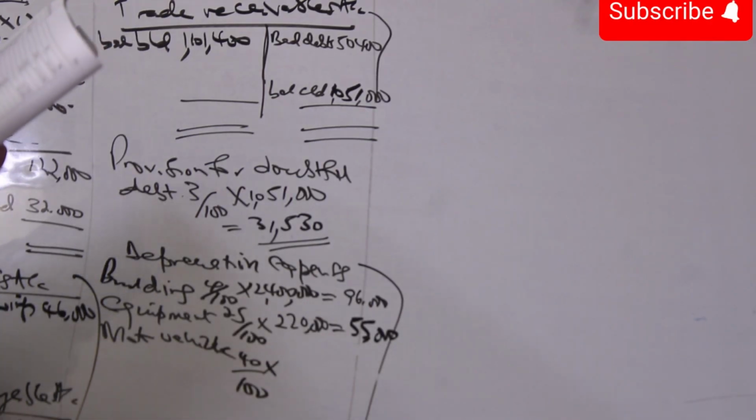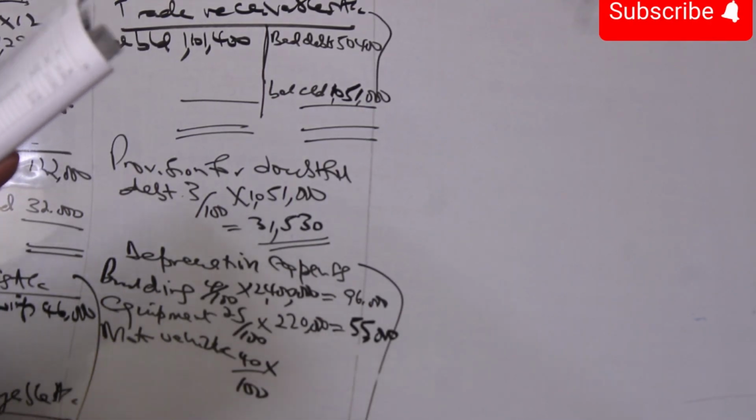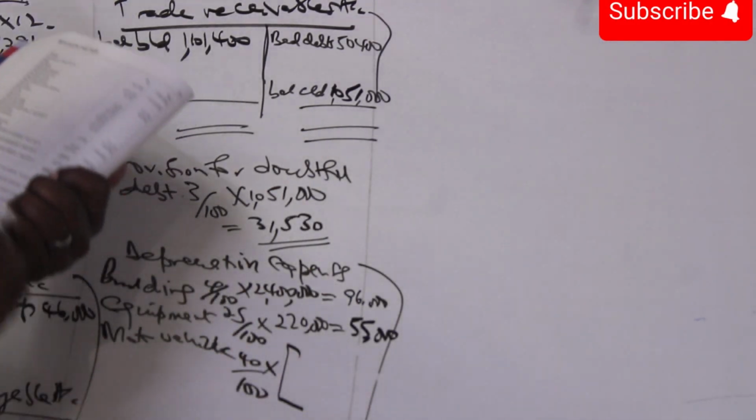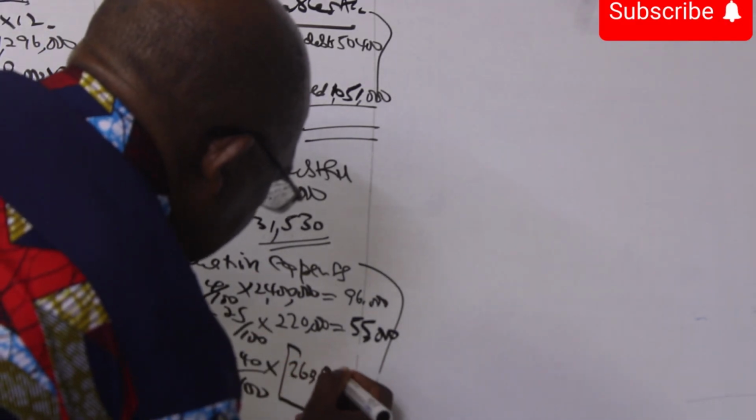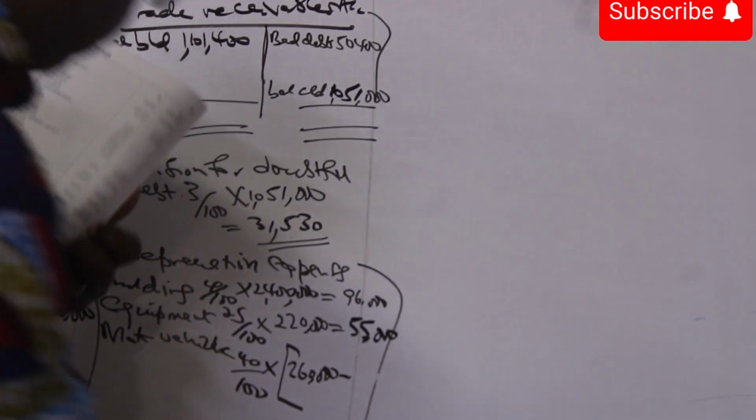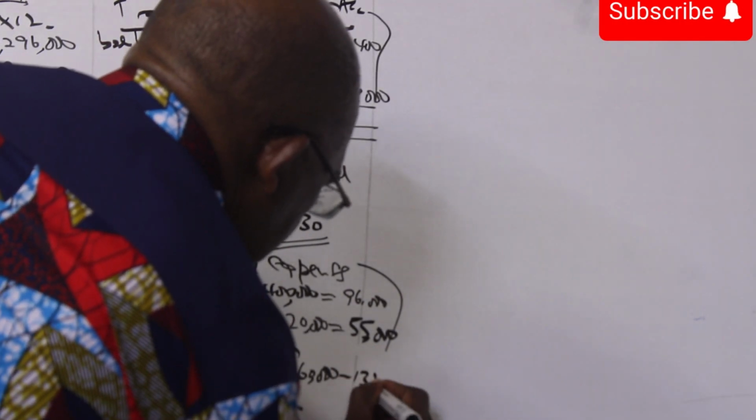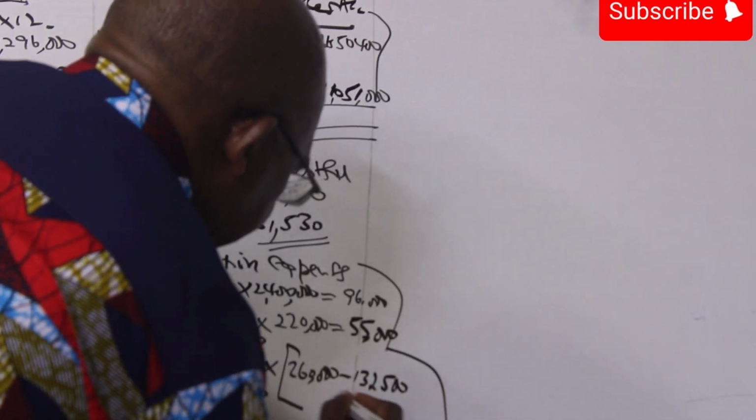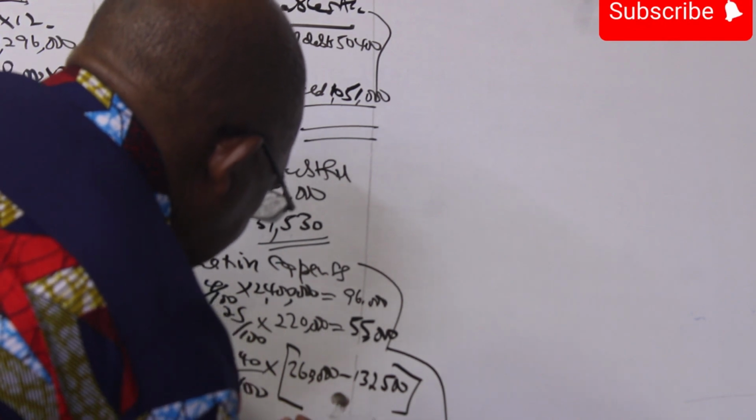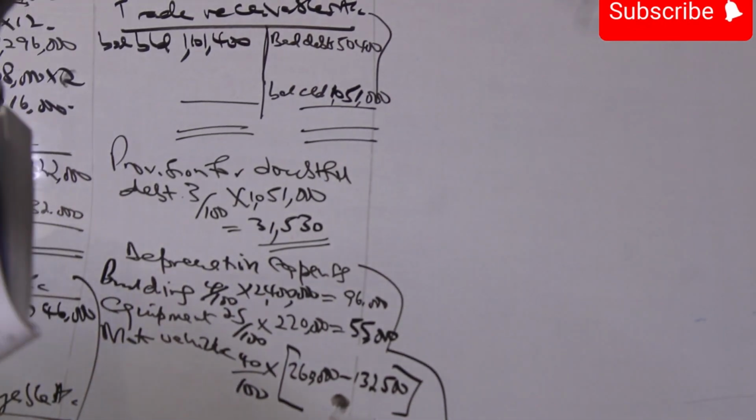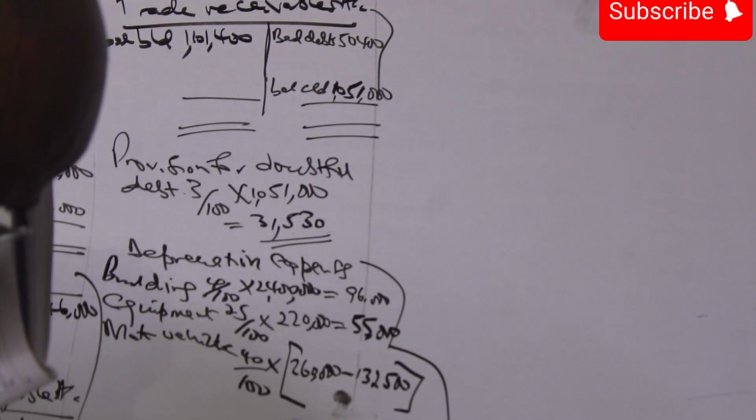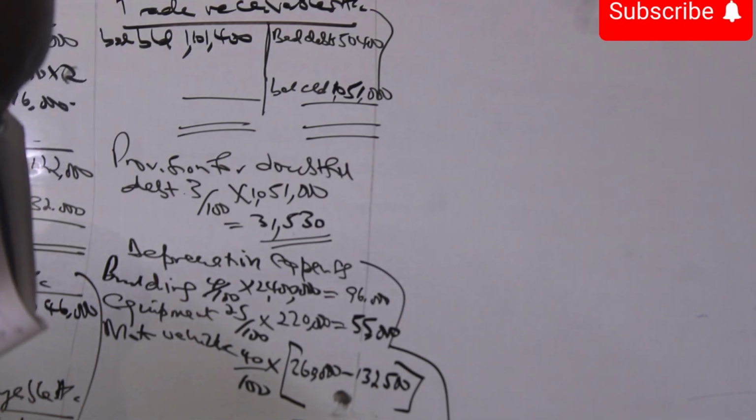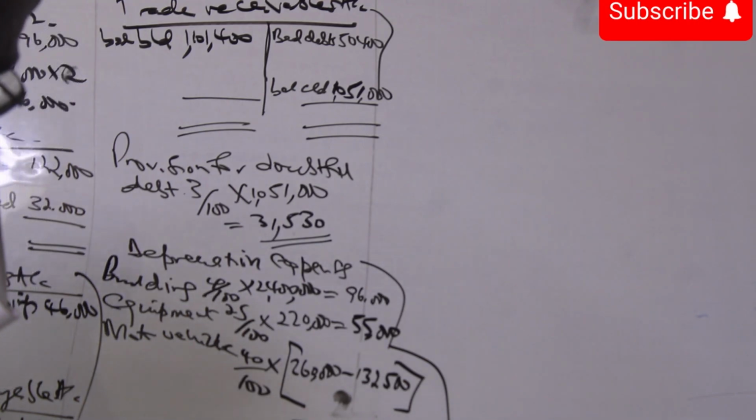So you get the original cost minus accumulated depreciation at the beginning of the year to get the net book value. The original cost for the motor vehicle is 260,000, minus the depreciation at the beginning of the year showing in the trial balance, 132,500, giving us a figure of 127,500. Then we apply the depreciation rate of 0.4 and we get a figure of 51,000.